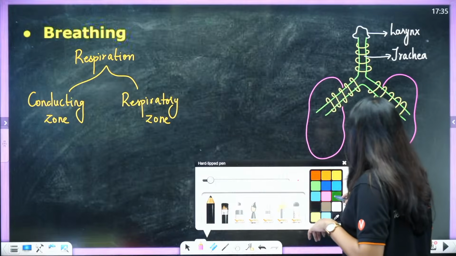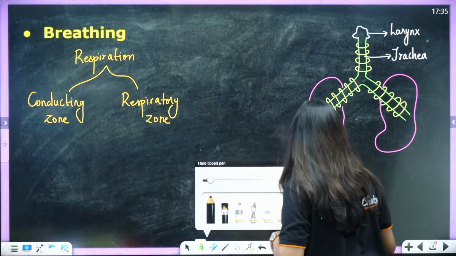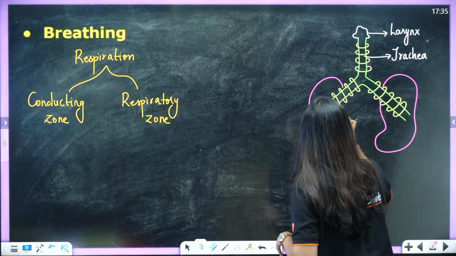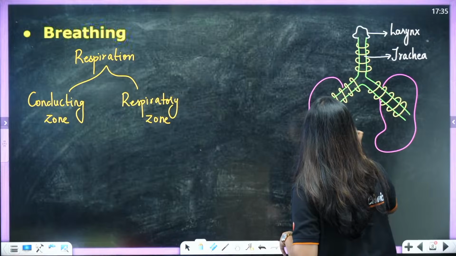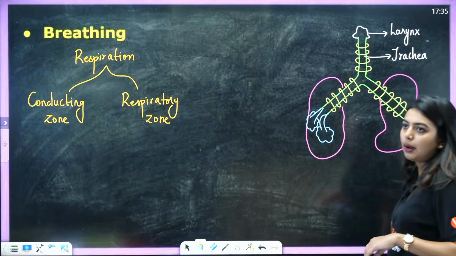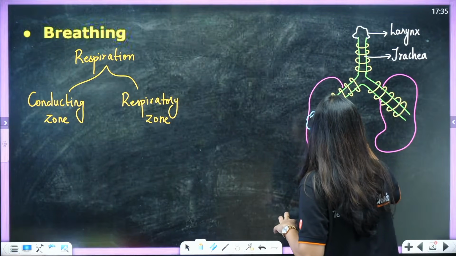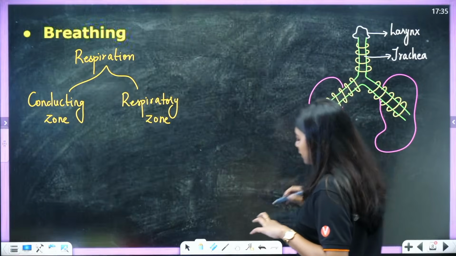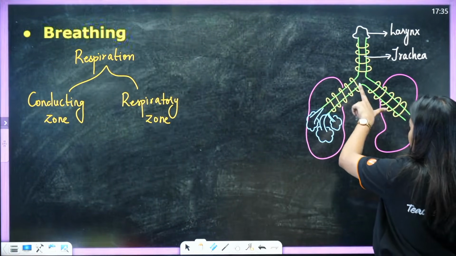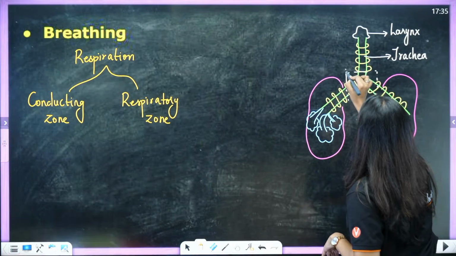So look here, students, after the splitting, you'll notice that there are some branches, and at the end of the branches you will see a balloon like structure called the alveoli. I'm drawing multiple branches. There are around 300 million of them. So here you can see there is a C-shaped cartilage. This splitting is happening on the 5th thoracic vertebrae.